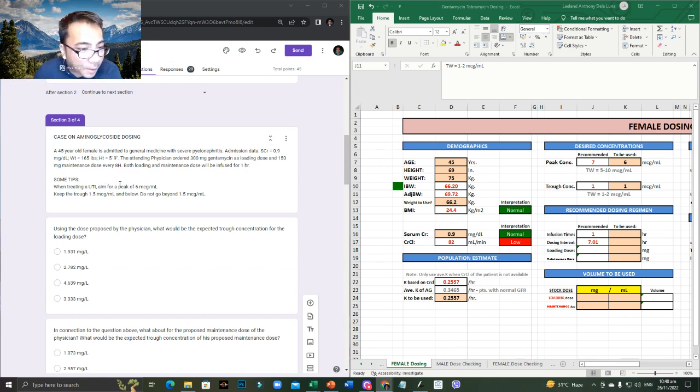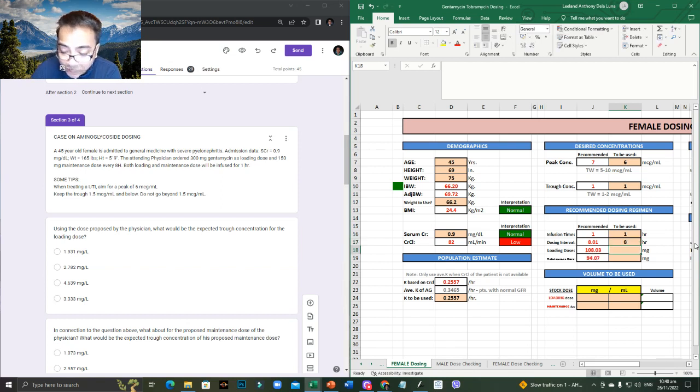Okay? But it says here that we shouldn't go beyond 1.5, because the allowable range for aminoglycosides, specifically gentamicin, is between 1 and 2 mcg per mL. Okay? So we just shouldn't go beyond 1.5. Right? But still, of course, our desired trough concentration will still be 1, the lowest possible. So the infusion time is 1.